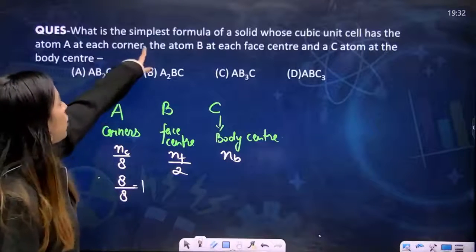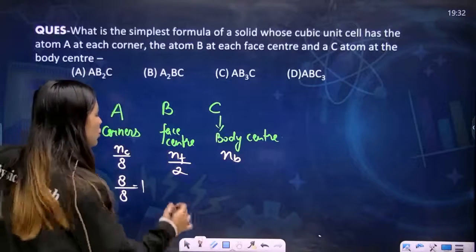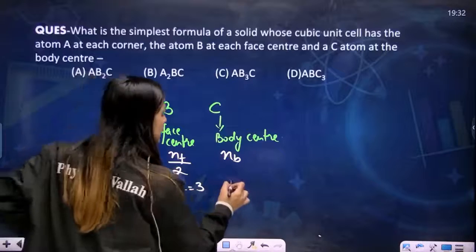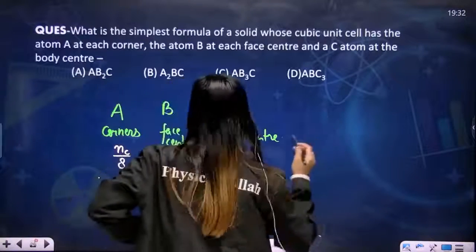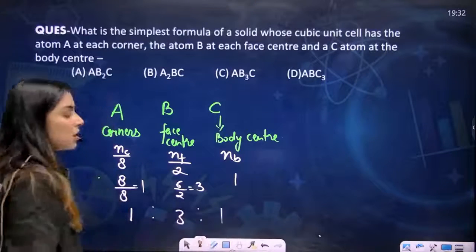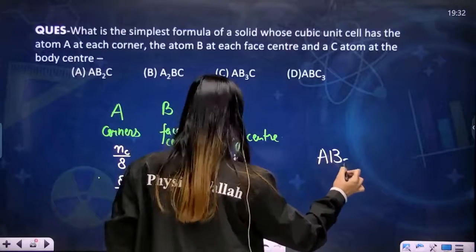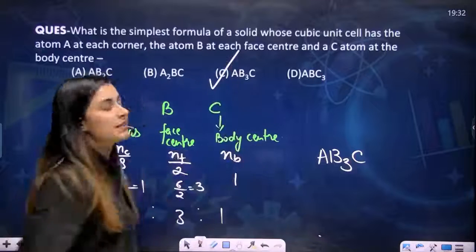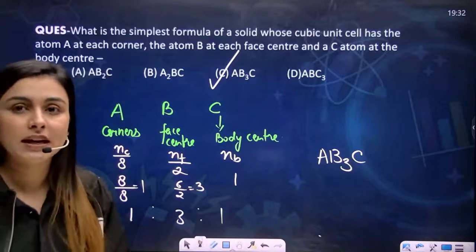It said that the atoms are present at each face center. You have 6 faces, so you will say 6 by 2, this is equal to 3. Let's say this, you have body center only 1, so 1. So what is the ratio that came out for A, B and C? It is 1:3:1. So you know what is the formula? The formula is A, B, 3C. So A, B, 3C, that is option A, which is your correct answer. This is how you solve these particular types of questions.